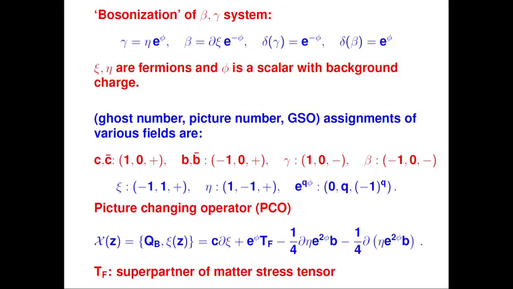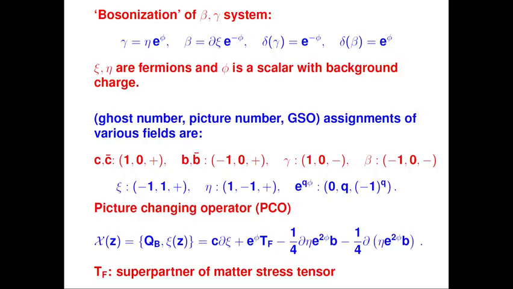So, the picture number in fact does not exist before you do this bosonization. But after you do bosonization, the xi and eta can be assigned picture number 1 and minus 1, and that is cancelled by the picture number of e to the phi. So, e to the q phi carries picture number q. And one can show that these are conserved charges, up to anomalies, just like the ghost number is a conserved charge up to anomalies.